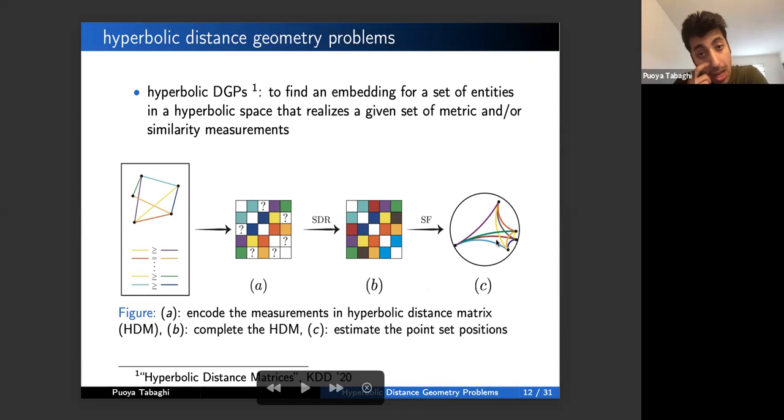Okay. So this is the whole pipeline. I'm going to talk about distance matrices and what the semi-definite relaxation, or semi-definite characterization, of these distance matrices is. And then I'm going to finish with the spectral factorization.